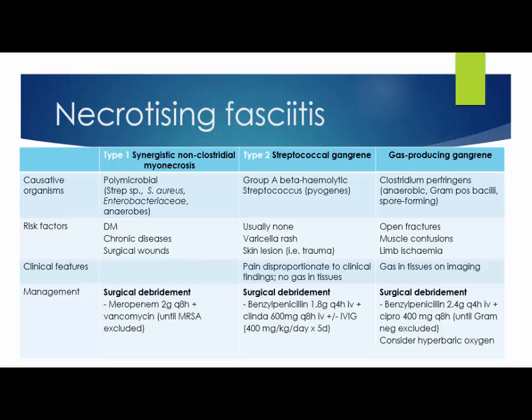The Clostridium is more often seen in, again, open fractures or ischemic limbs for other reasons. With the polymicrobial type, you really need to have broad cover. So you're looking at meropenem and vanc. All of them generally get some clindamycin as well. I've actually not put it on there, but most of them get clindamycin, and the clindamycin is for toxin effect.